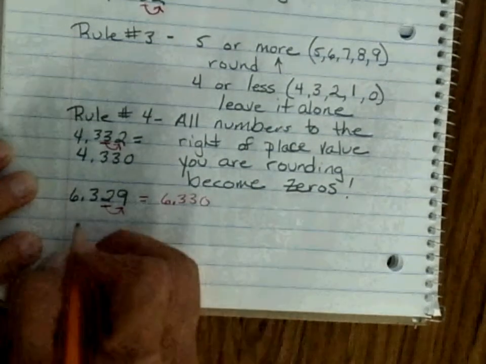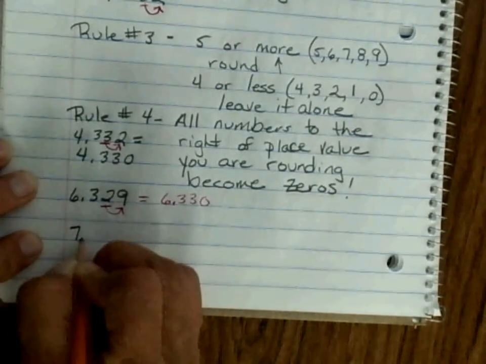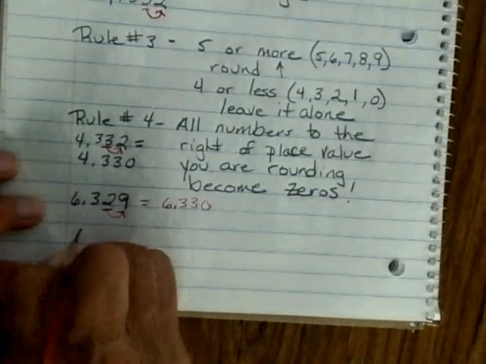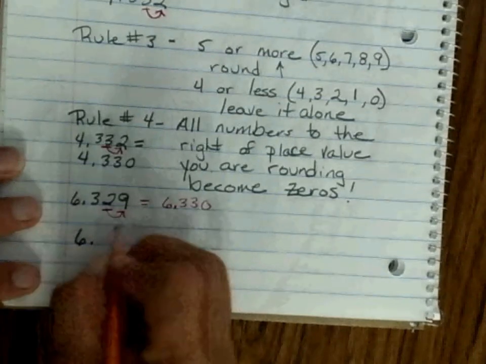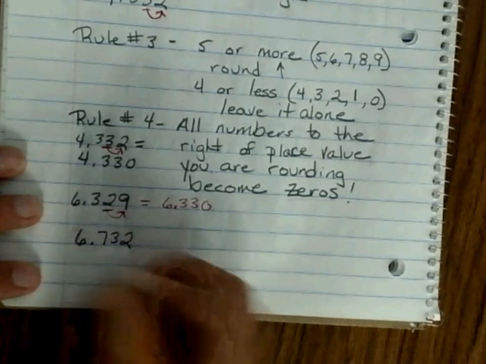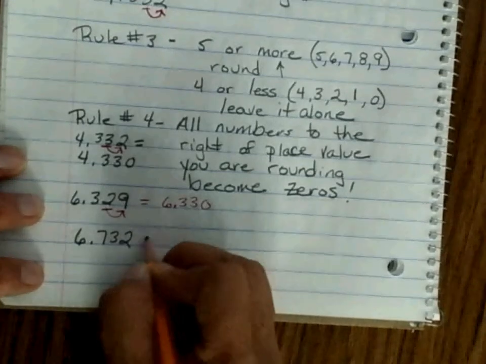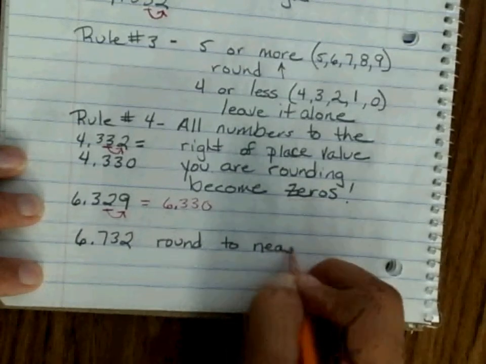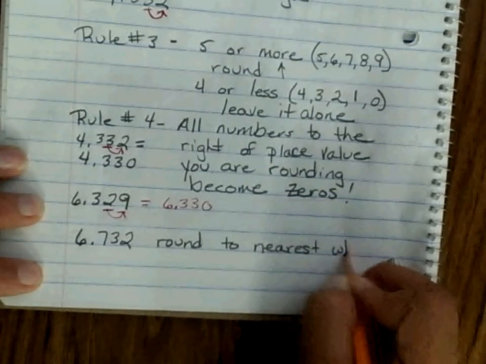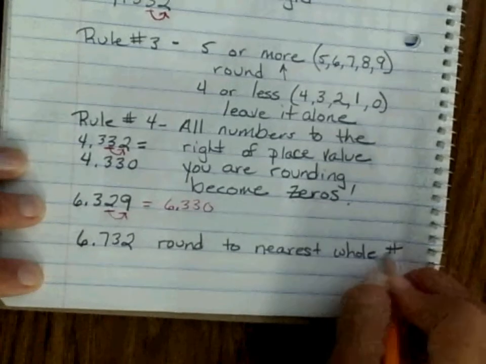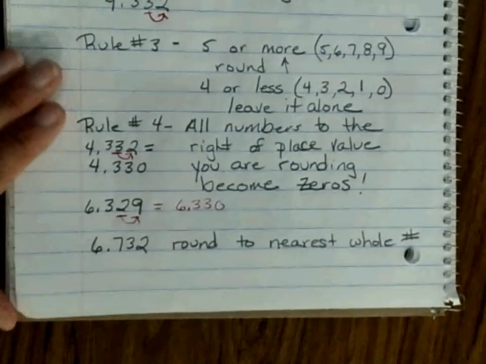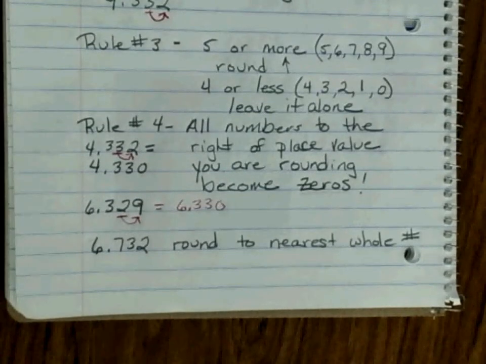Now let me throw a tricky one in here for you. Let's do 6 and 732 thousandths. And let's round to the nearest whole number. Okay. Let's try that one and see what you get. Okay, that is all for today.